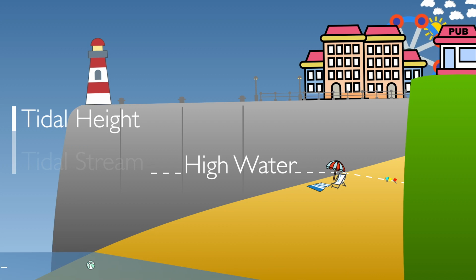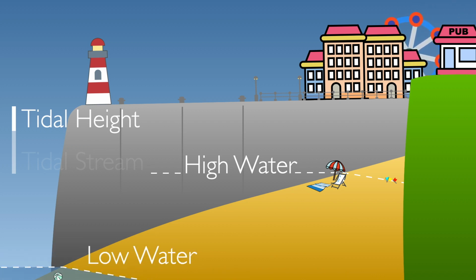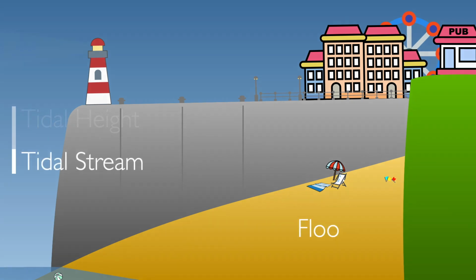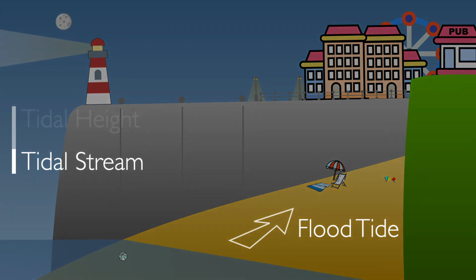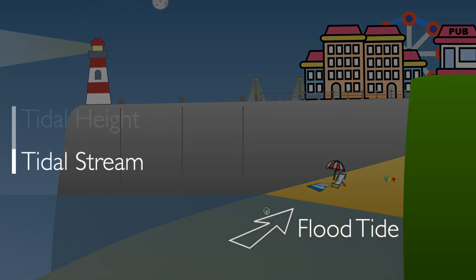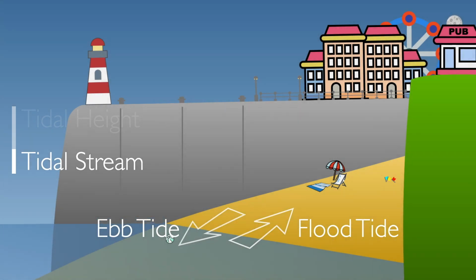For this change from high water to low water to occur, the water has to move. This movement is the tidal stream, having both a direction and speed of travel. The tidal stream towards a high water is called a flood tide, whilst the tidal stream towards a low water is the ebb tide.